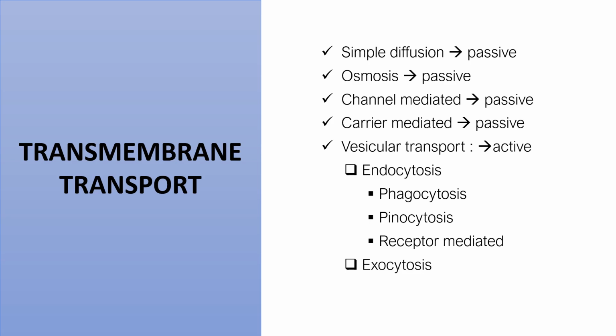And what is the difference between passive transport and active transport? Passive transport occurs because of the different concentration due to the kinetic energy of the substances. On the other hand, active transport uses energy to move substances across the membrane.